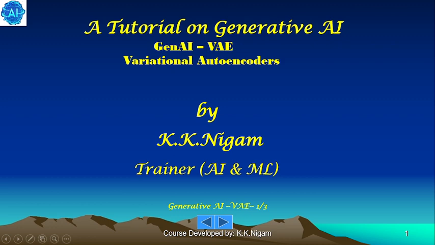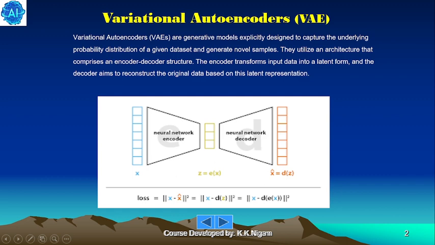Let's start with a new topic, that is variational autoencoder. Variational autoencoders are generative models explicitly designed to capture the underlying probability distribution of a given data set and generate novel samples. They utilize an architecture that comprises an encoder-decoder structure. The encoder transforms the input data into latent form, and the decoder aims to reconstruct the original data based on this latent representation.